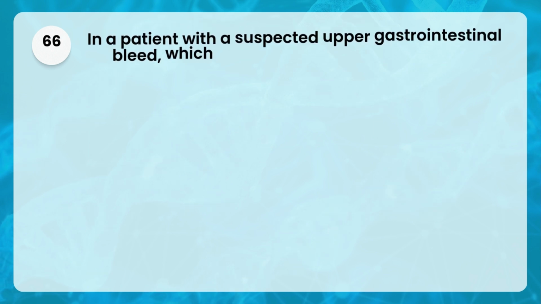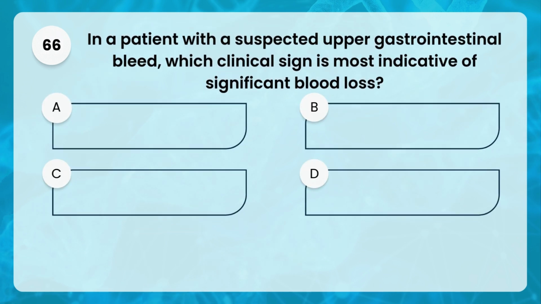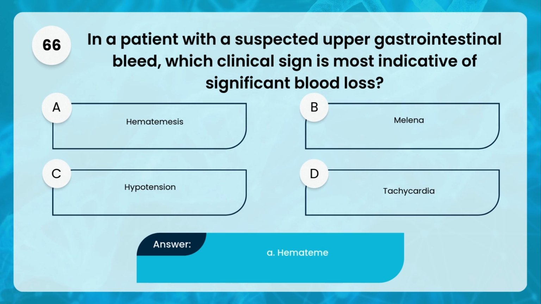Number 66. In a patient with a suspected upper gastrointestinal bleed, which clinical sign is most indicative of significant blood loss? A. Hematemesis. B. Melena. C. Hypotension. Or D. Tachycardia. The answer is A. Hematemesis.